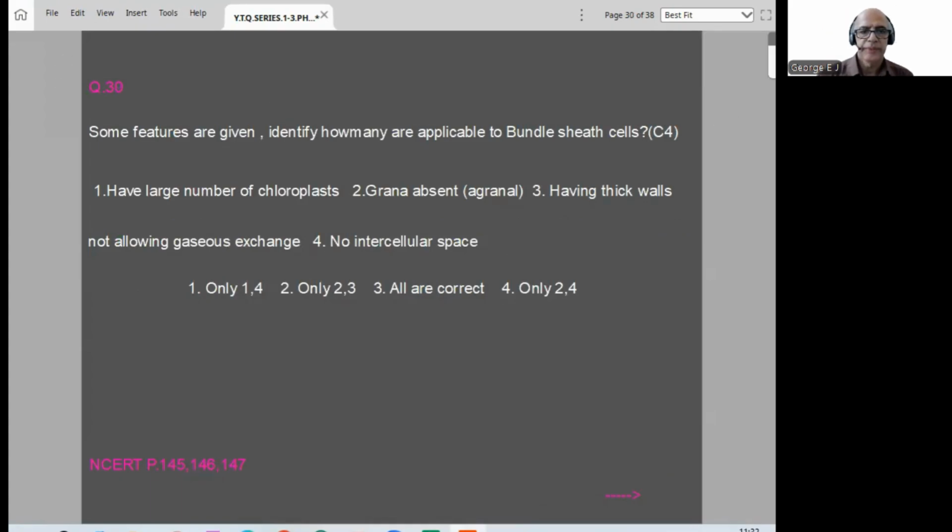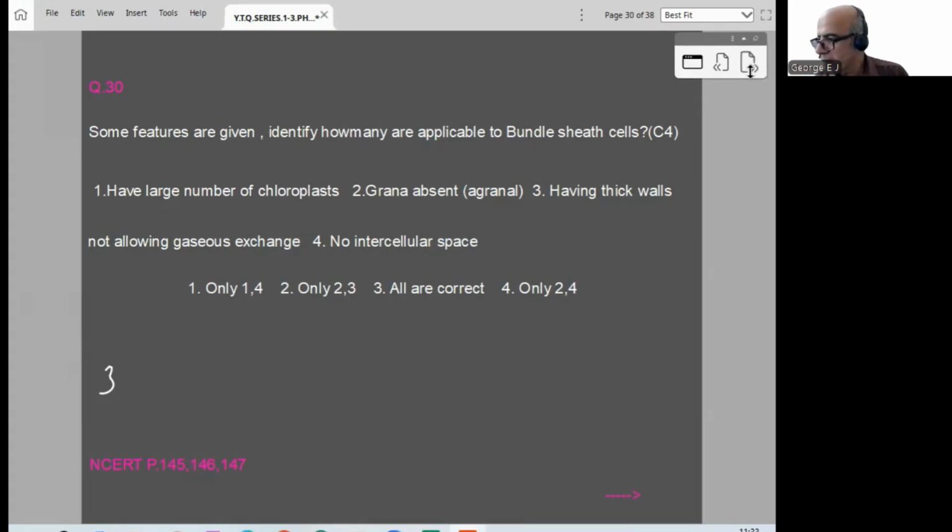Now coming to 30. Some features are given; identify how many are applicable to the bundle sheath cell. Direct questions. Large number of chloroplasts, right? Grana absent, agranal, having thick wall, no gaseous exchange, correct? No intercellular space, so all are correct. Here it is agranal; grana absent in bundle sheath. All are correct. So option wise, it is 3.